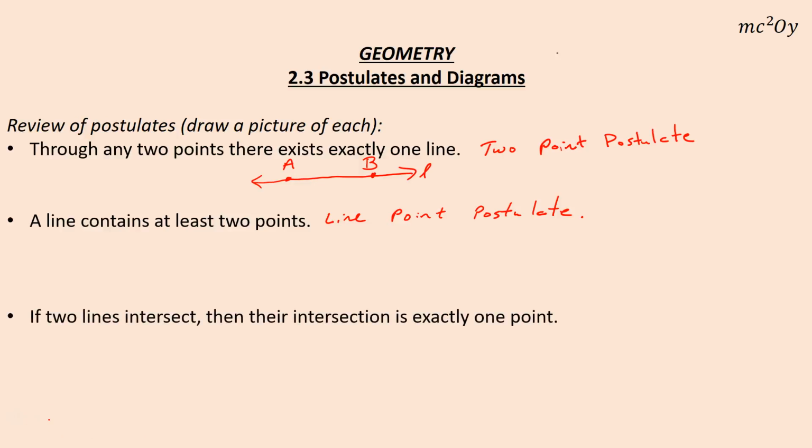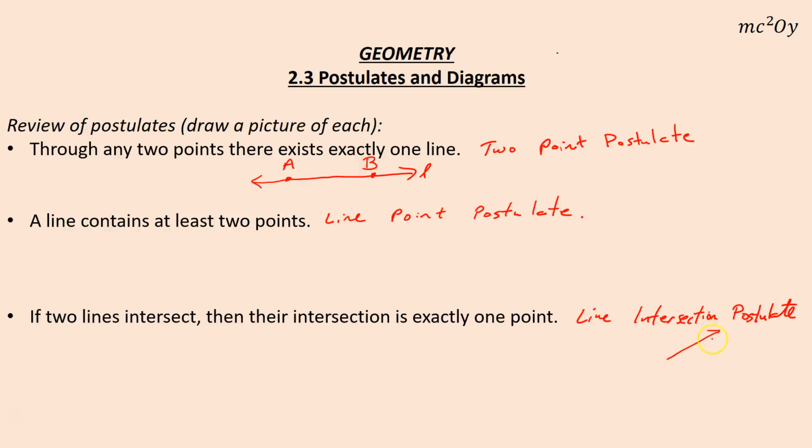Another one, if 2 lines intersect, then their intersection is exactly 1 point. That is called the line intersection postulate. They get really creative with the names here, you know. 2 lines intersect and their intersection is exactly 1 point.